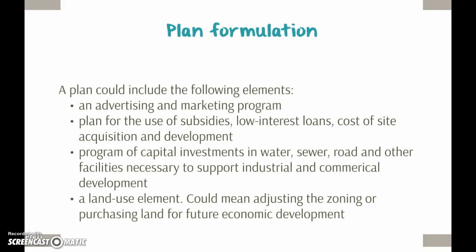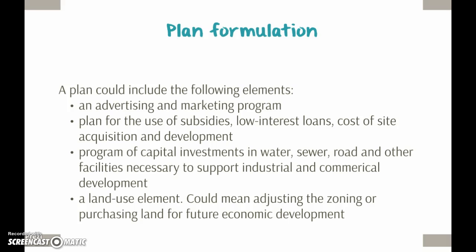You are going to want to have a program of capital investments. Maybe not every plan needs to have all these elements, but one of the elements is a program of capital investments in water, sewers, roads, and other facilities necessary to support industrial and commercial development. This would be like a capital investment program to put high-speed fiber optic networks throughout the city, so that you could have wireless networks throughout the city. That's a more progressive and newer type of infrastructure development rather than just water, sewer, road.